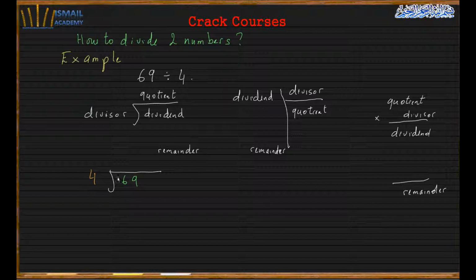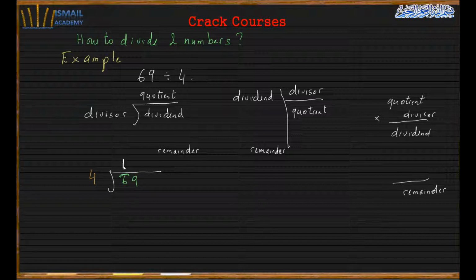So how do I divide here? The divisor is 1 digit, so I'm going to start by picking 1 digit from the dividend. I'm going to see how many 4s in 6. That means which number times 4 gives me 6 or less than 6, but should be near to 6. The only number that gives me 6 or a number near to 6 is 1. So I'm going to put 1 here.